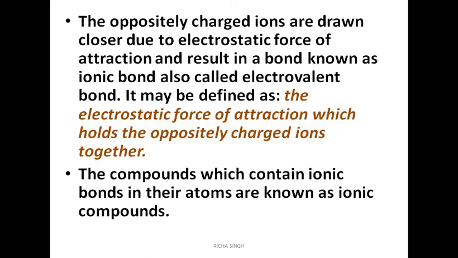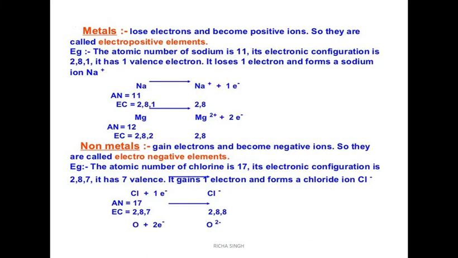So the compounds which have these kinds of bonds are said to be ionic compounds. So whenever a metal and non-metal react together, they form ionic compounds. Let's study more about them. Metals, as you all know, lose electrons, therefore they are called electropositive elements. Let's see it by an example.